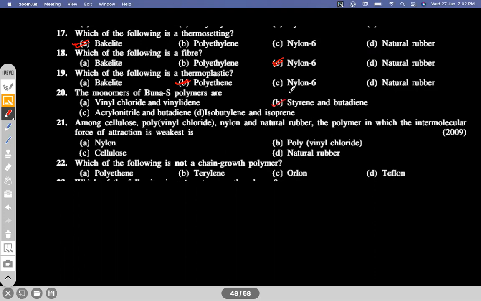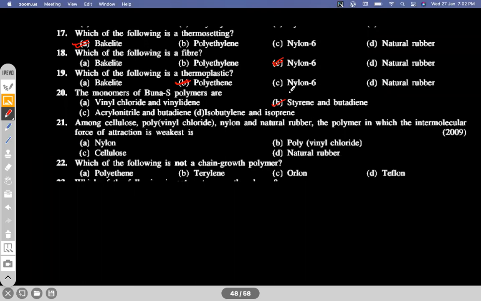Among cellulose, polyvinyl chloride, nylon, and natural rubber, the polymer in which... Fine. See, fiber is a physical classification, it depends upon the strength of the polymers. So we have several classifications. One particular polymer can get into different categories. Okay, so the question is about thermoplastic. Polythene, yes, it is a thermoplastic. Depending upon its strength, it can go into the category of fiber also. Okay. 21st one. What is the answer, 21st?